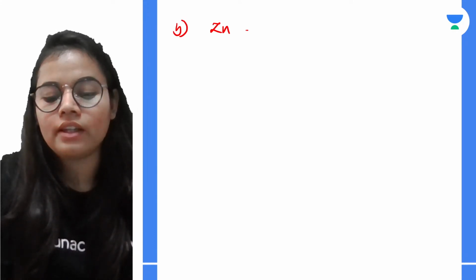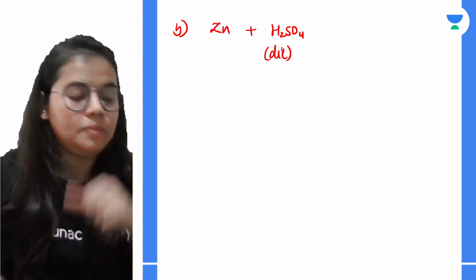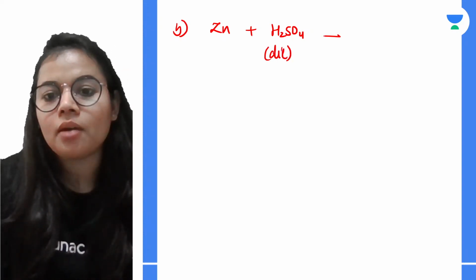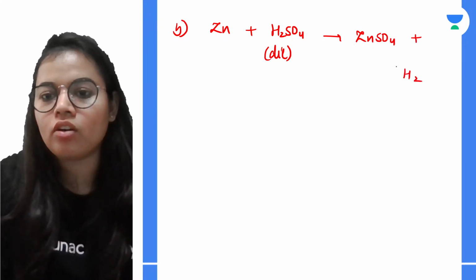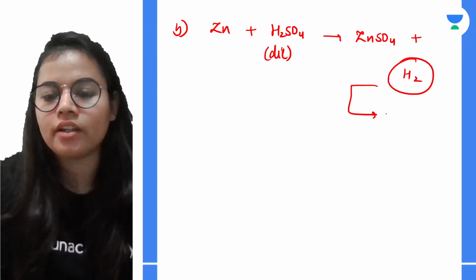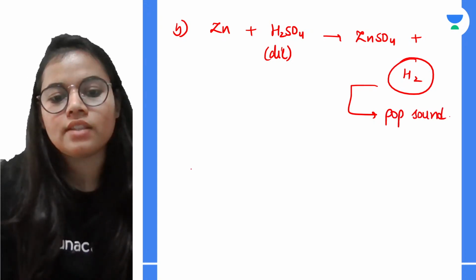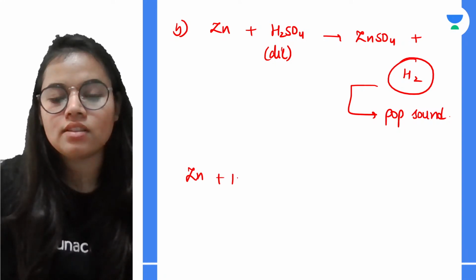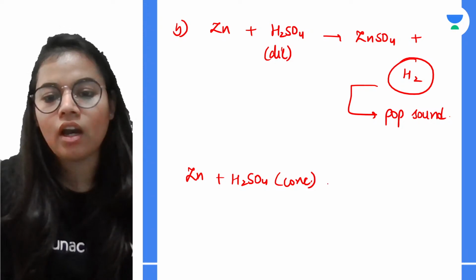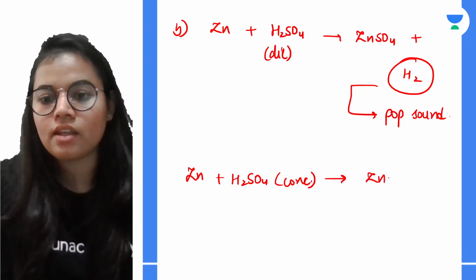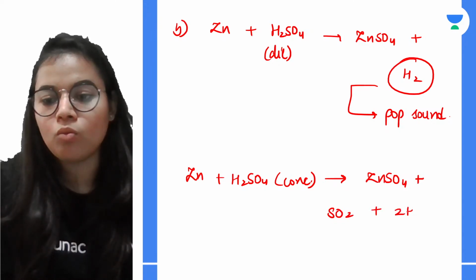When zinc reacts with dilute H2SO4, तो हमें क्या मिलेगा? ZnSO4, जिंक सल्फेट और हाइड्रोजन गैस मिलेगी. और हाइड्रोजन गैस जो है, we know that it is produced with a pop sound. और सेकेंडली अगर हम बात करें कंसंट्रेटेड की, तो यहां हमें मिलेगा जिंक सल्फेट प्लस सल्फर डाइऑक्साइड एंड वाटर.